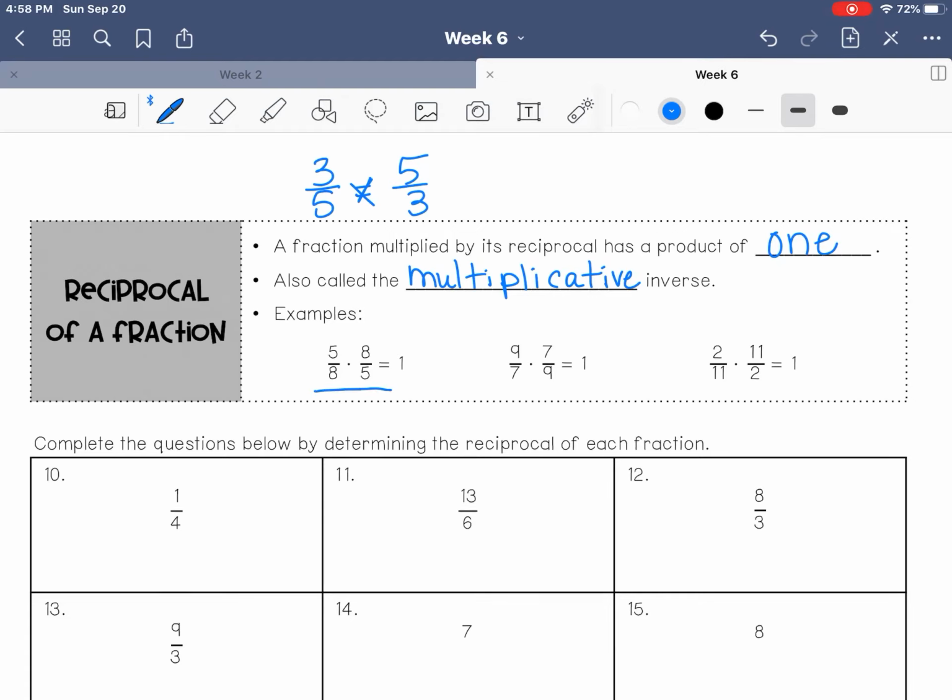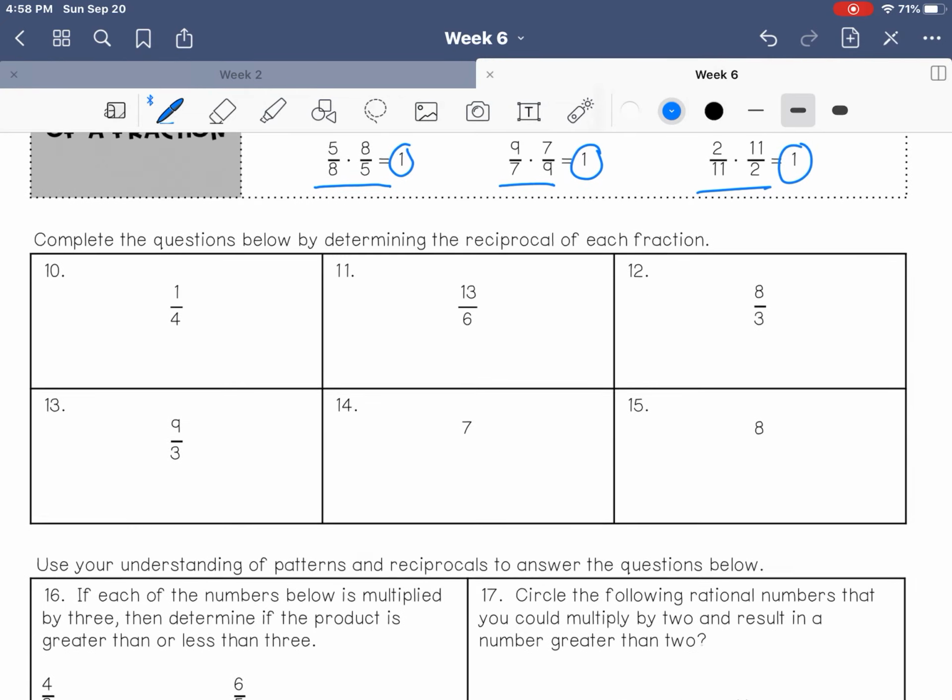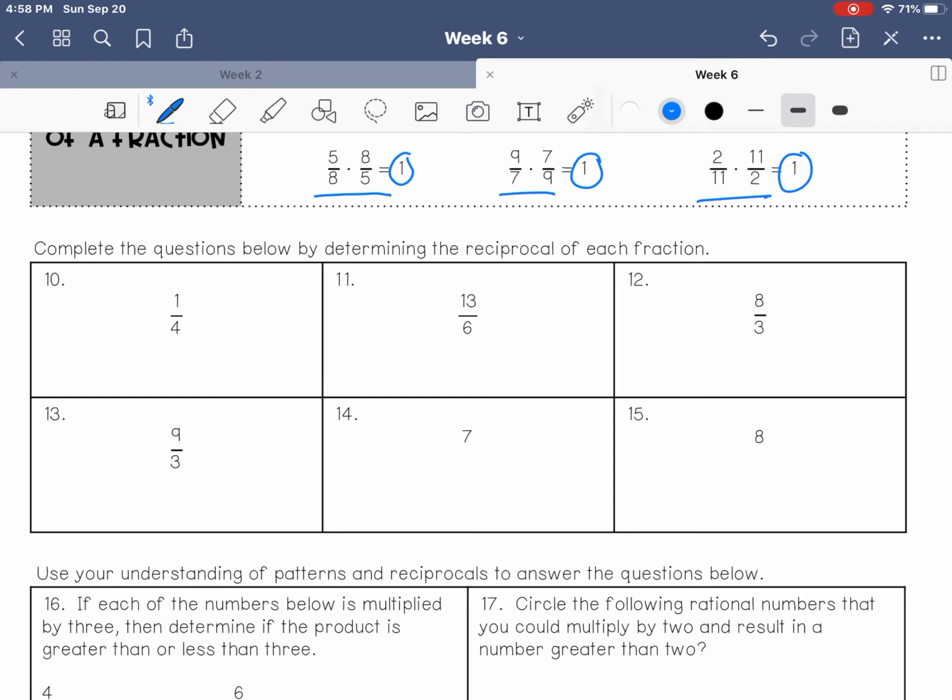5/8 times 8/5 equals 1. 9/7 times 7/9 equals 1. 2/11 times 11/2 also equals 1. Anytime you multiply a number by its reciprocal, you get an answer of 1. Okay? So we're going to determine the reciprocal of these 6 numbers.